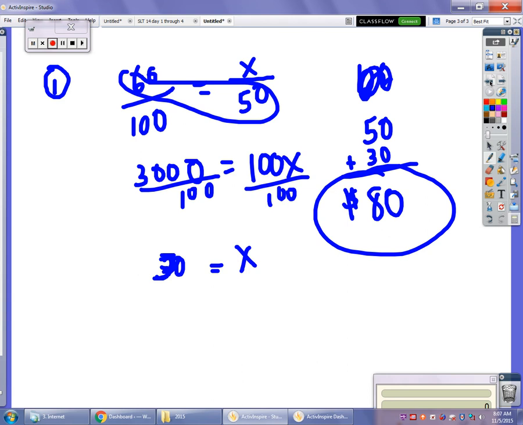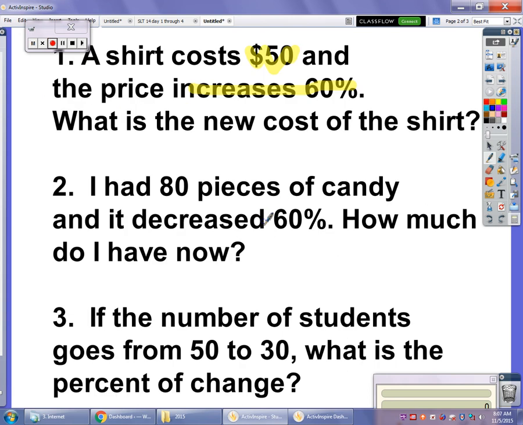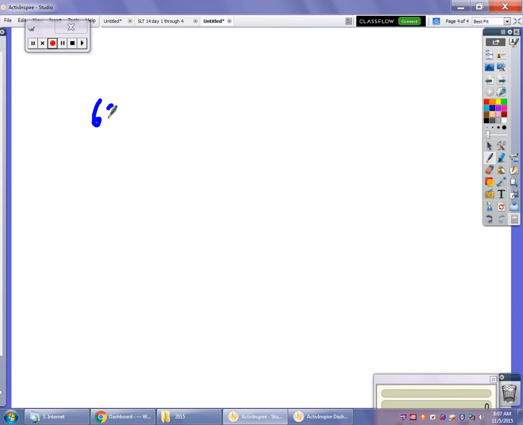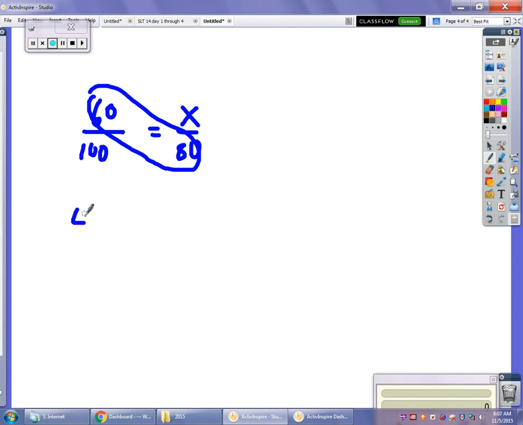Now let's go to number two. I had 80 pieces of candy, but it decreased 60%. So first, just like we did before, we're going to find the 60% of the total 80 pieces of candy. I'm going to cross multiply. 4,800 equals 100x. Since it's 100x and I want to find out what x is, I'm going to divide by 100. And I'm left with x equals 48.